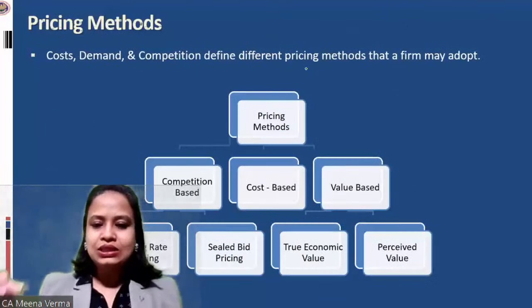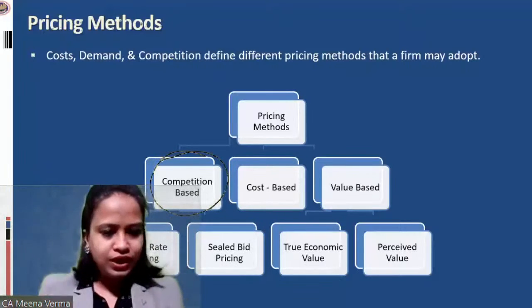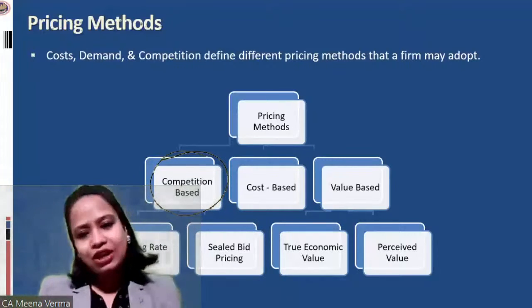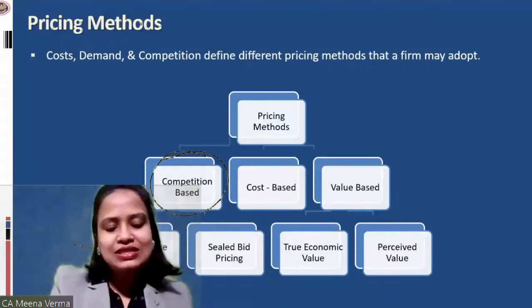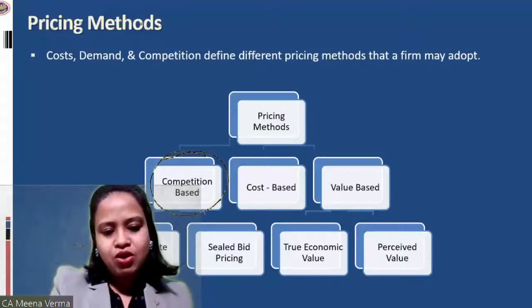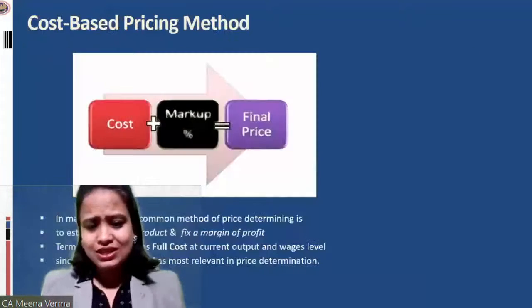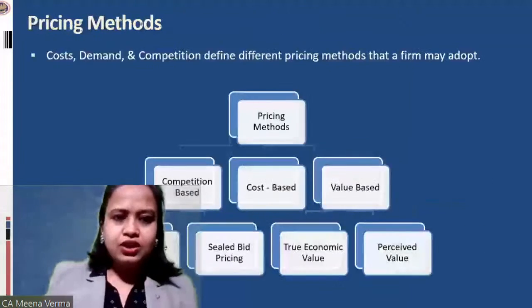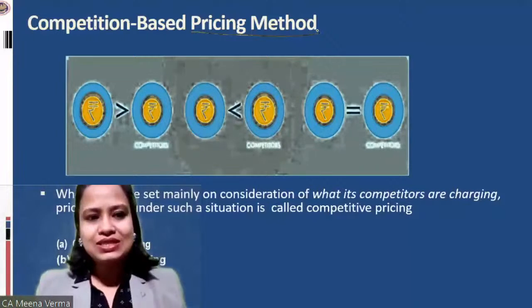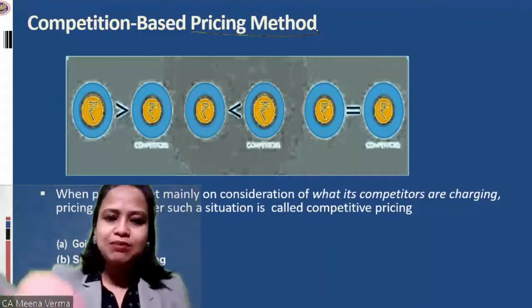Now let us consider deciding the pricing method, considering the competition based. The first method here is going rate pricing. When you study this going rate pricing, you will find that it is related to a competitive market. Don't write this in the examination, but you will find that it is related to a competitive market. Here we are finding the price by considering competition. On the basis of competition, we will find the selling price for our product.